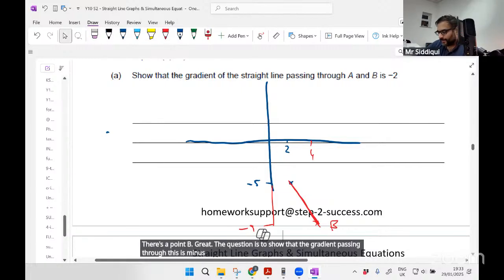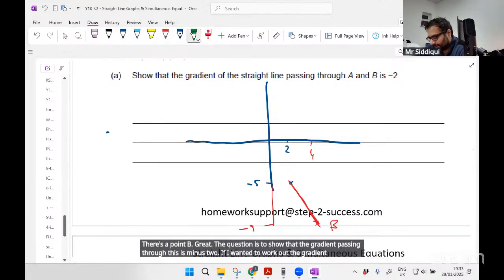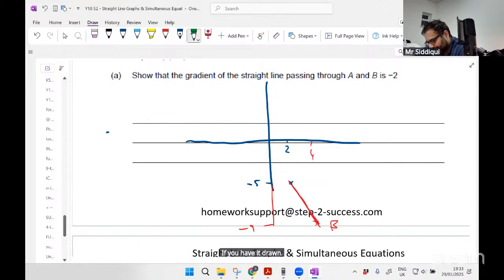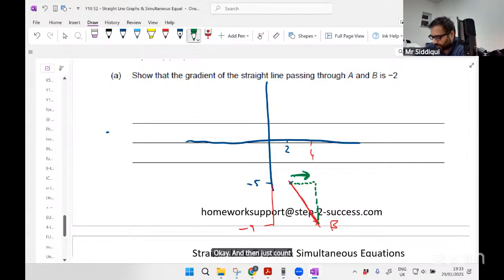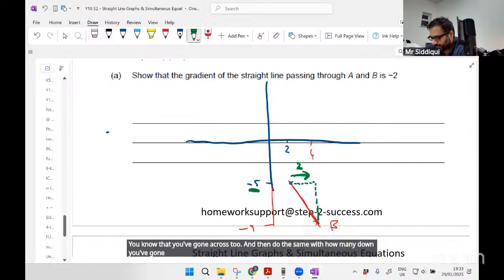If I wanted to work out the gradient of a line, if you have it drawn, you can turn it into a little right angle triangle like that. Okay. And then just count how many that way you've gone. And because you've got the numbers above here, you know that you've gone across 2. And then do the same with how many down you've gone. If I've gone down from minus 5 to minus 9, I've gone down 4.